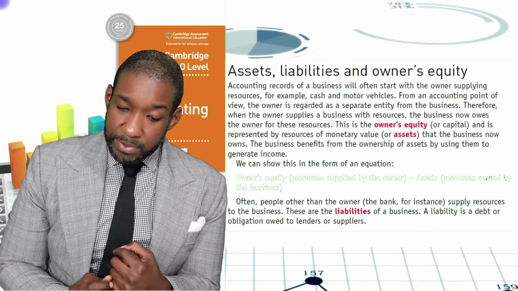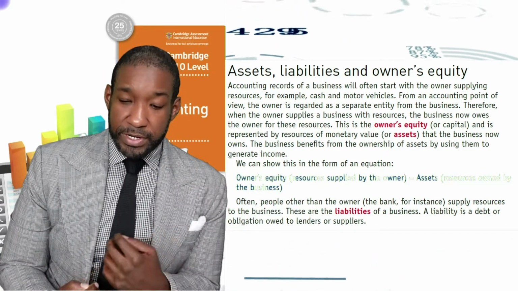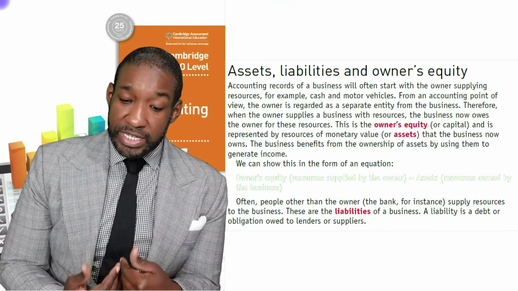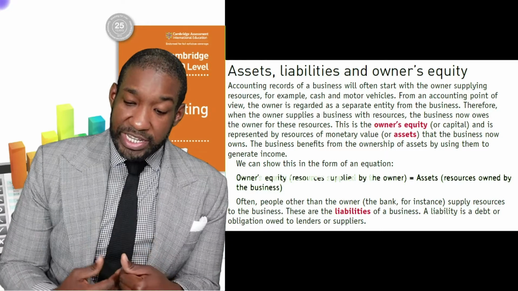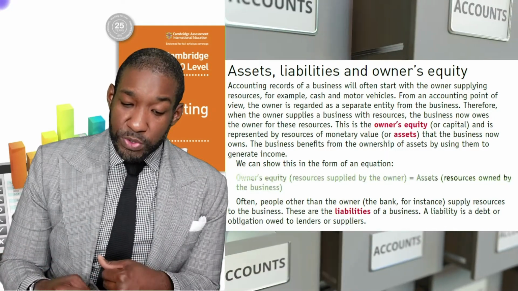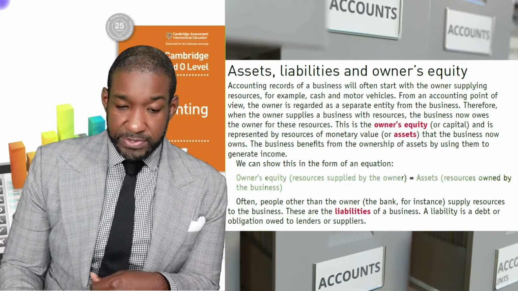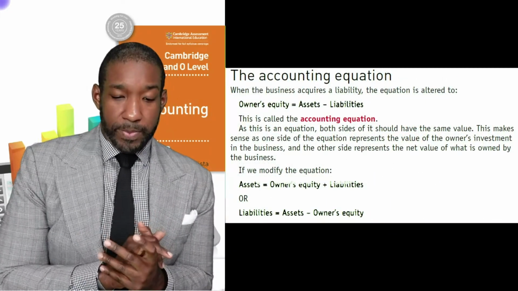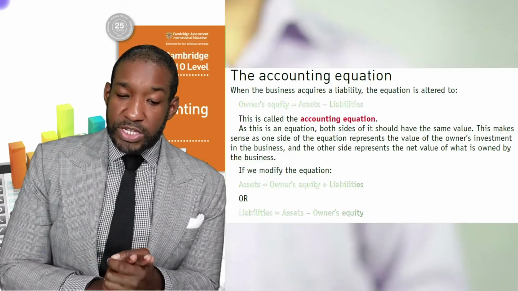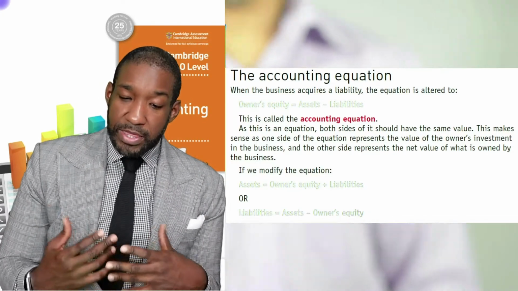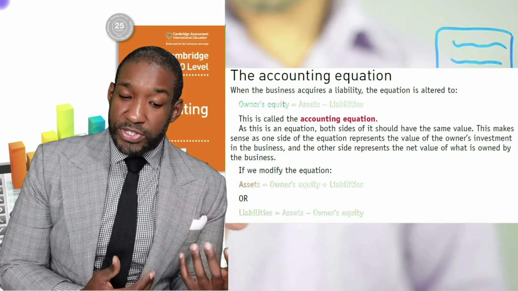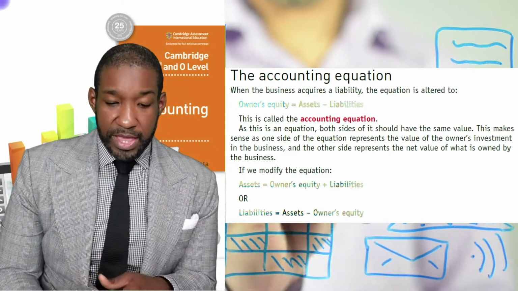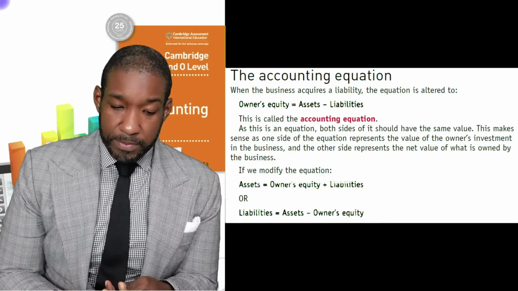Often, people other than the owner, the bank for instance, supply resources to the business. These are the liabilities of a business. A liability is a debt or an obligation owed to lenders or suppliers. The accounting equation. When the business acquires a liability, the equation is altered to owner's equity equals assets minus liabilities. This is called the accounting equation.